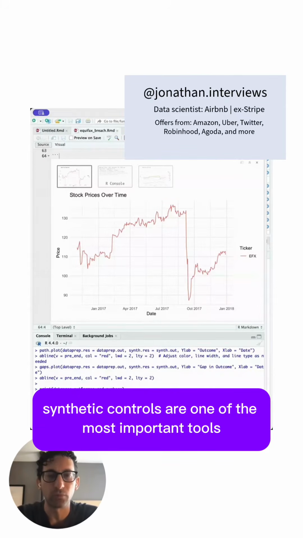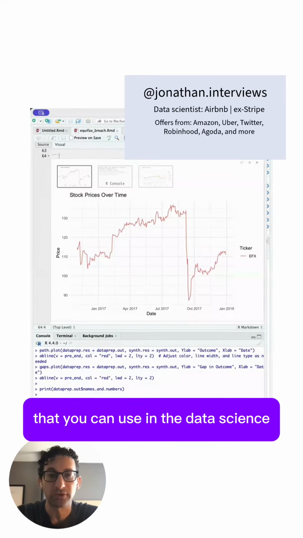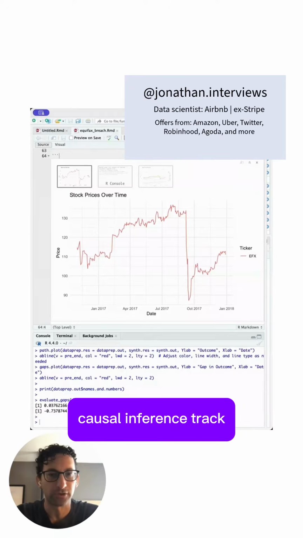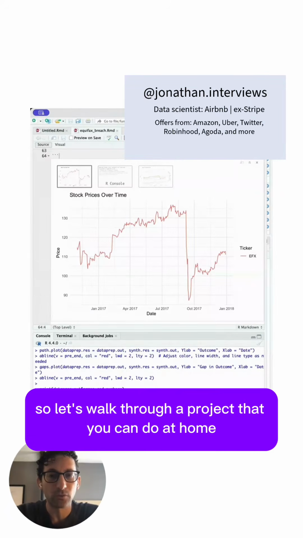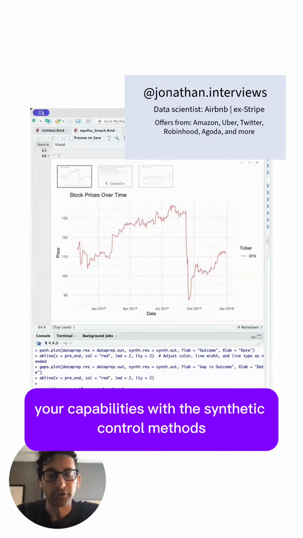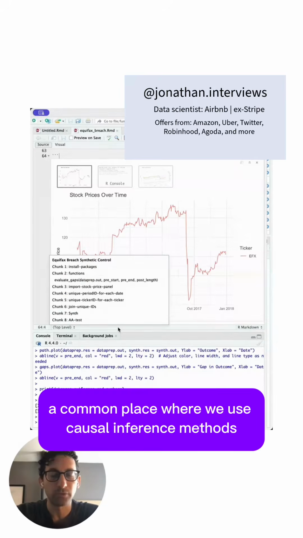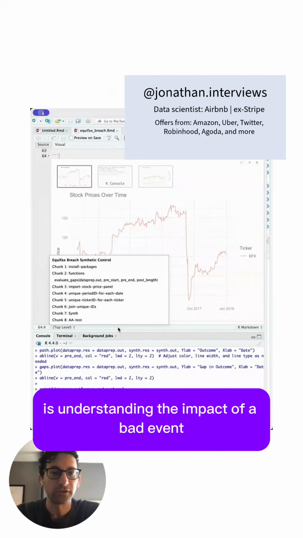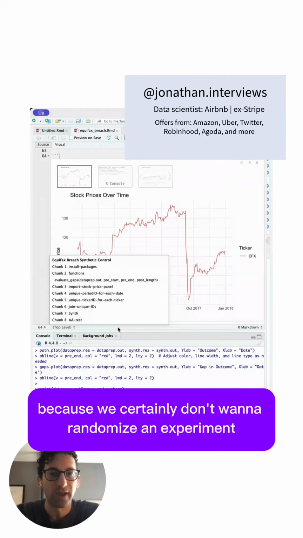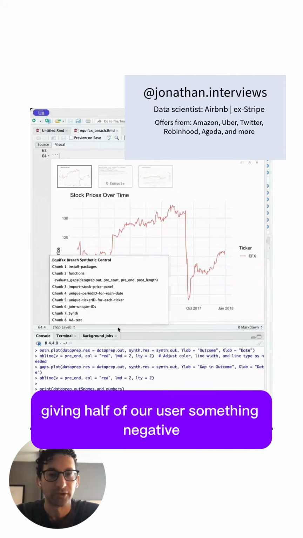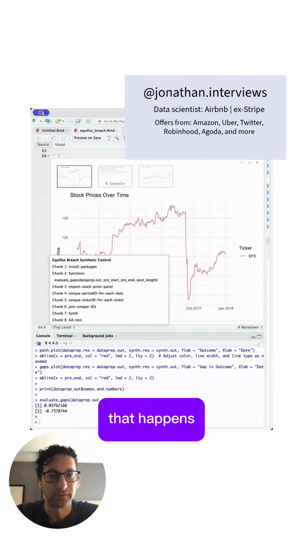Synthetic controls are one of the most important tools that you can use in the data science causal inference track. So let's walk through a project that you can do at home that will demonstrate your capabilities with the synthetic control methods. A common place where we use causal inference methods is understanding the impact of a bad event, because we certainly don't want to randomize an experiment giving half of our users something negative that happens.